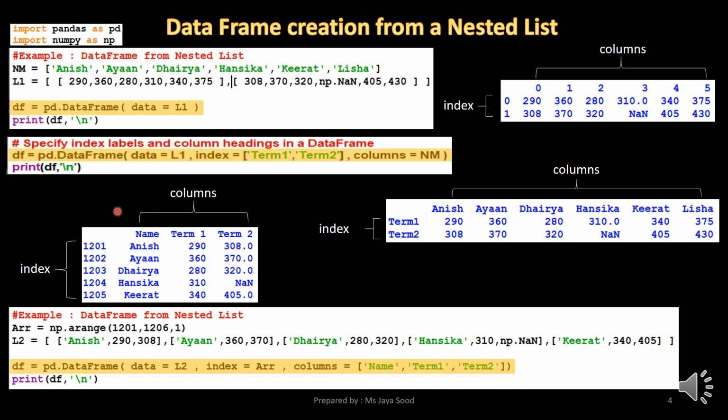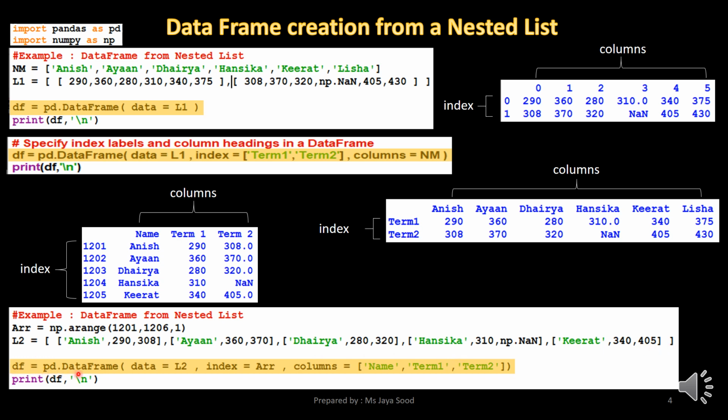Let us take another example. ARR is an ND array which is created by invoking the numpy arange function with the arguments 1201, 1206 and 1. It will hold values from 1201 to 1205. L2 is a nested list. Each element of this list L2 is a heterogeneous list of values.